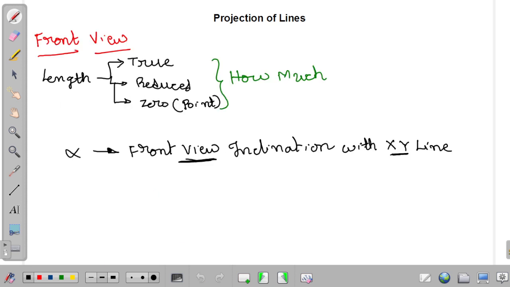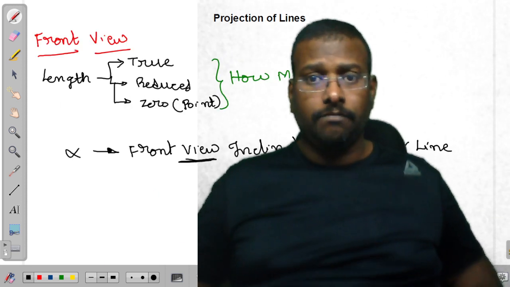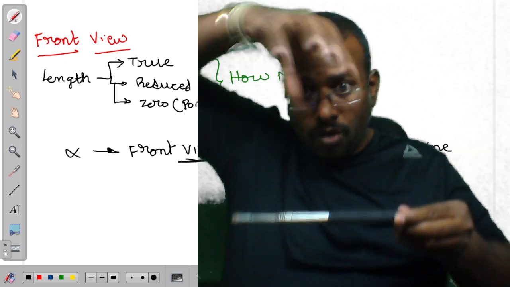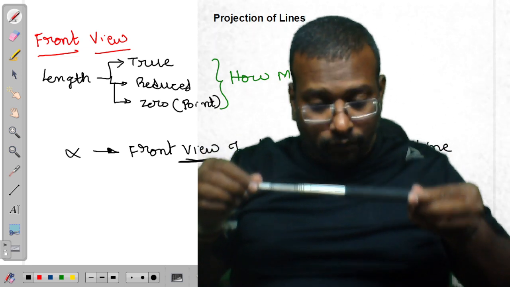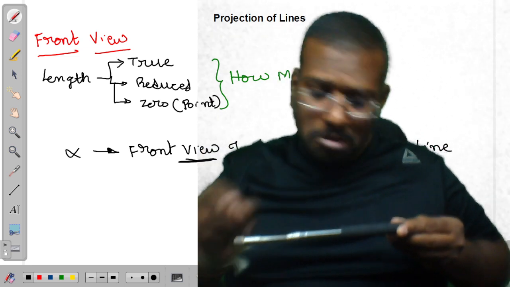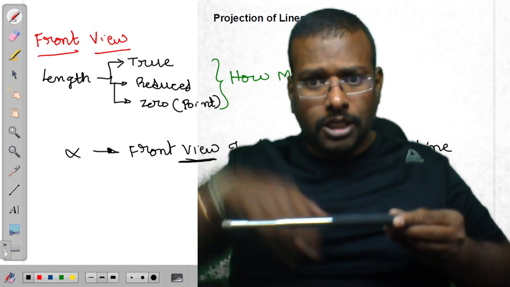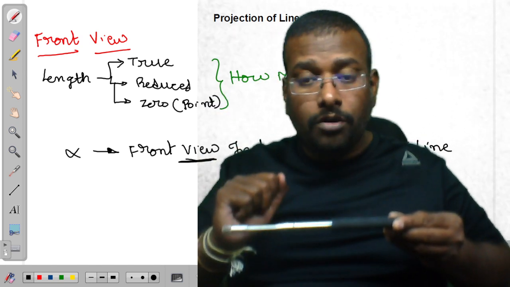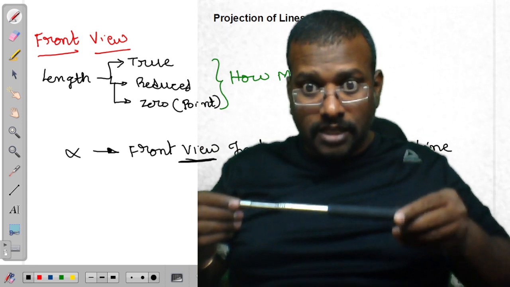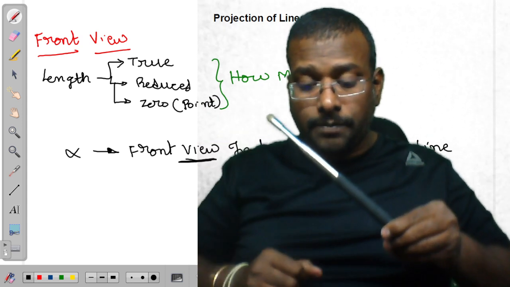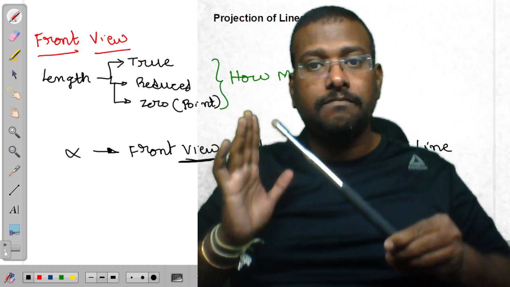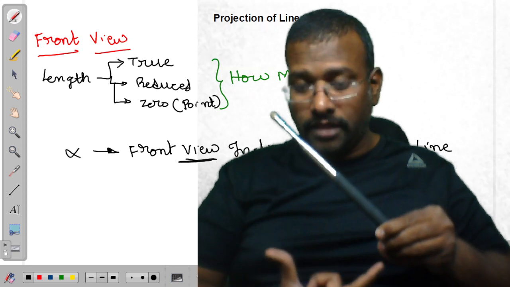Similarly, take the example of a pen. Keep the pen like this and view from the top. You are going to get the true length. Rotate it, keeping it parallel to HP; in this case also I am going to get the true length. But if you make it inclined to HP, automatically it is not the true length, it is reduced.